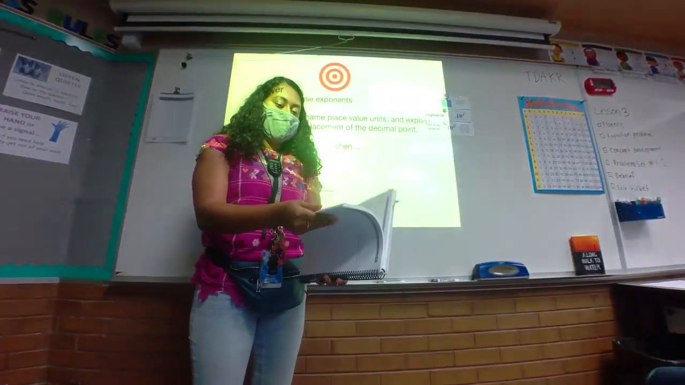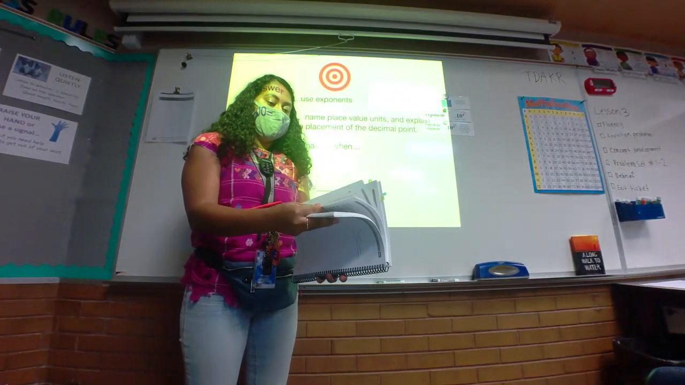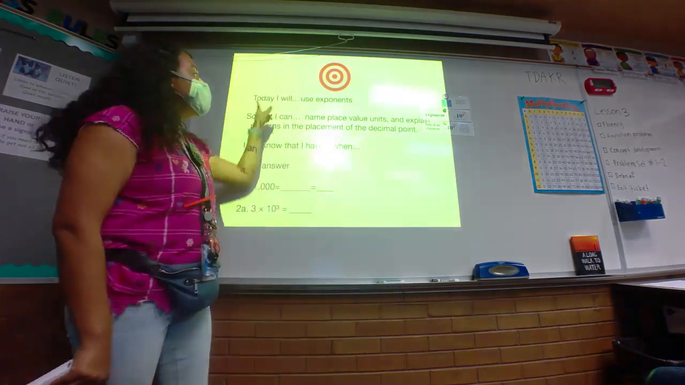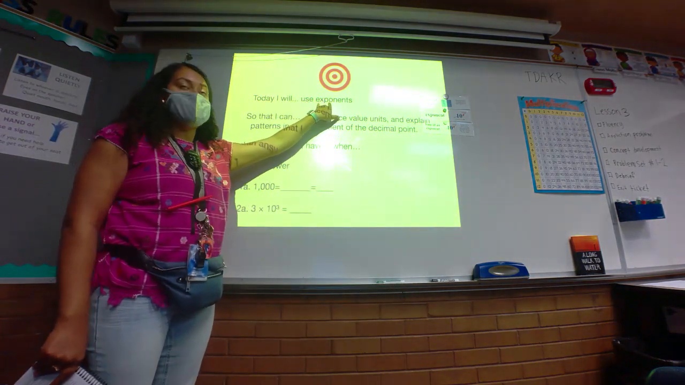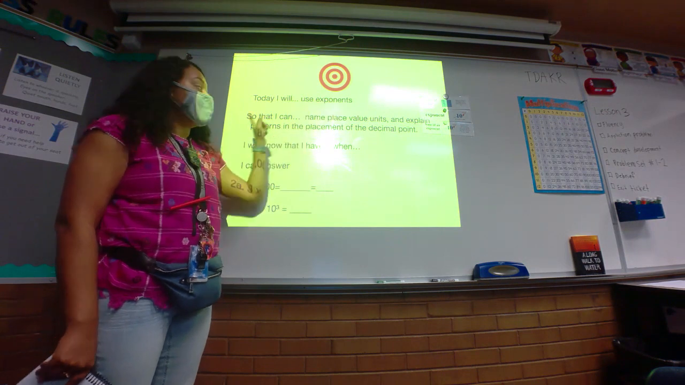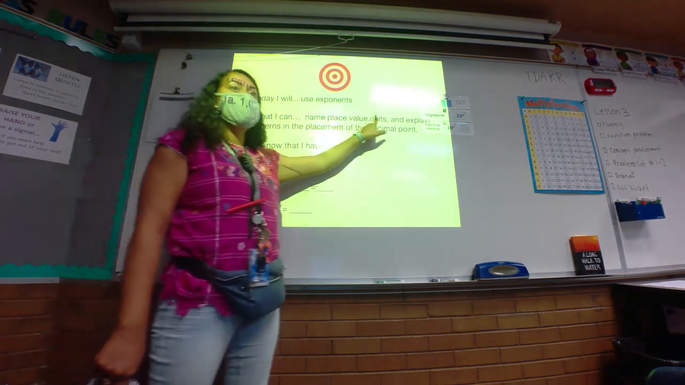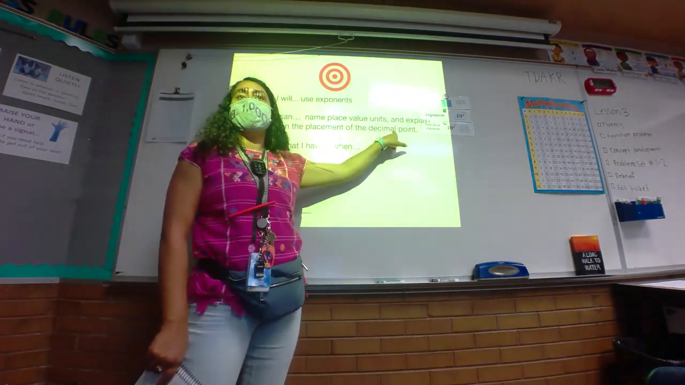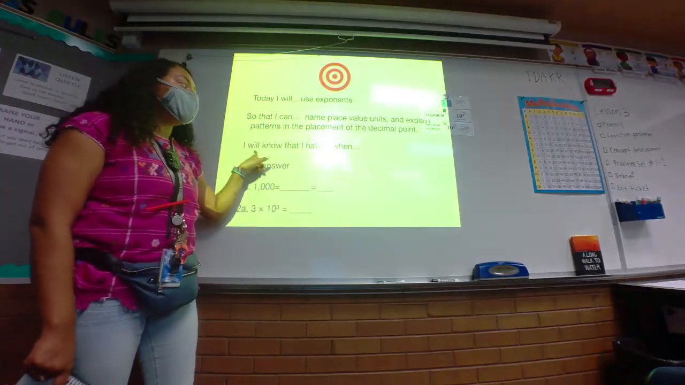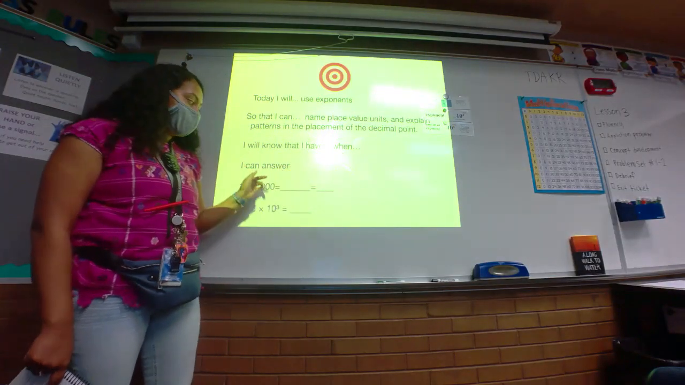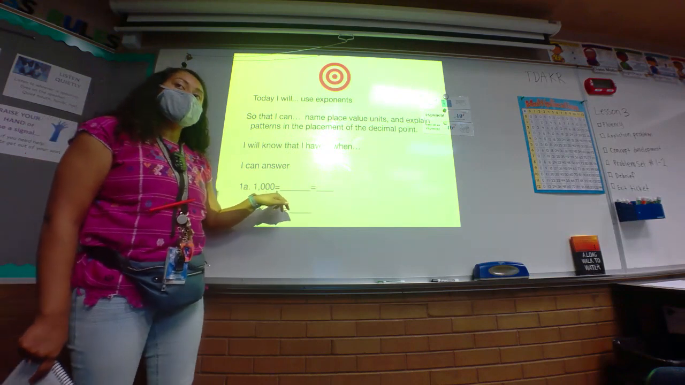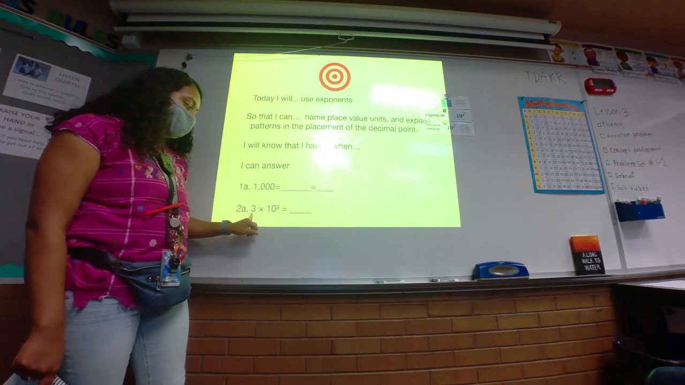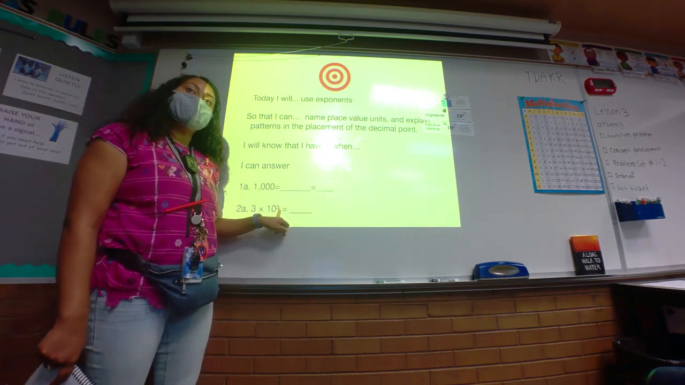So our learning target for today: Today I will use exponents so that I can name place value units and explain patterns in the placement of the decimal point. I will know that I have it when I can answer 1,000 equals blank, which equals blank, or 3 times 10 to the power of 3.